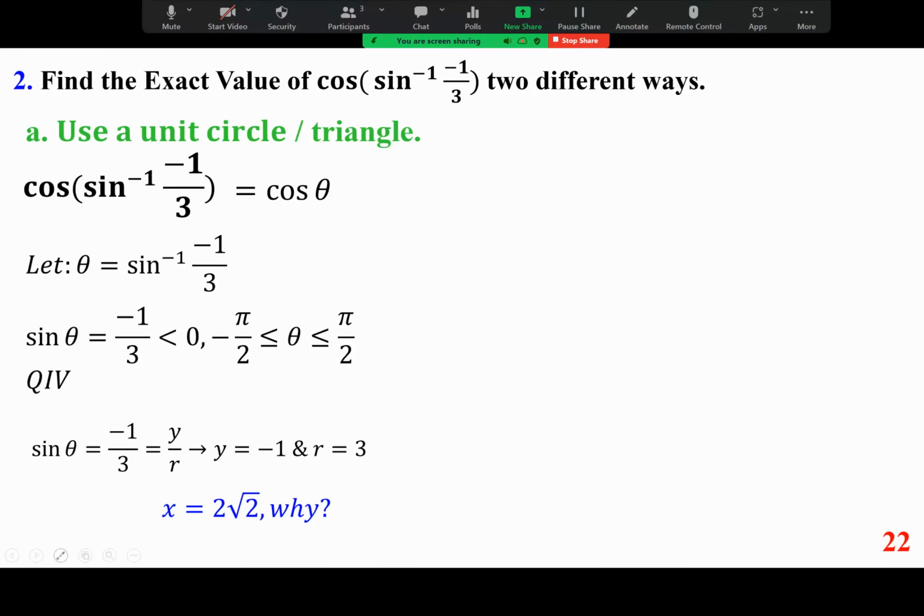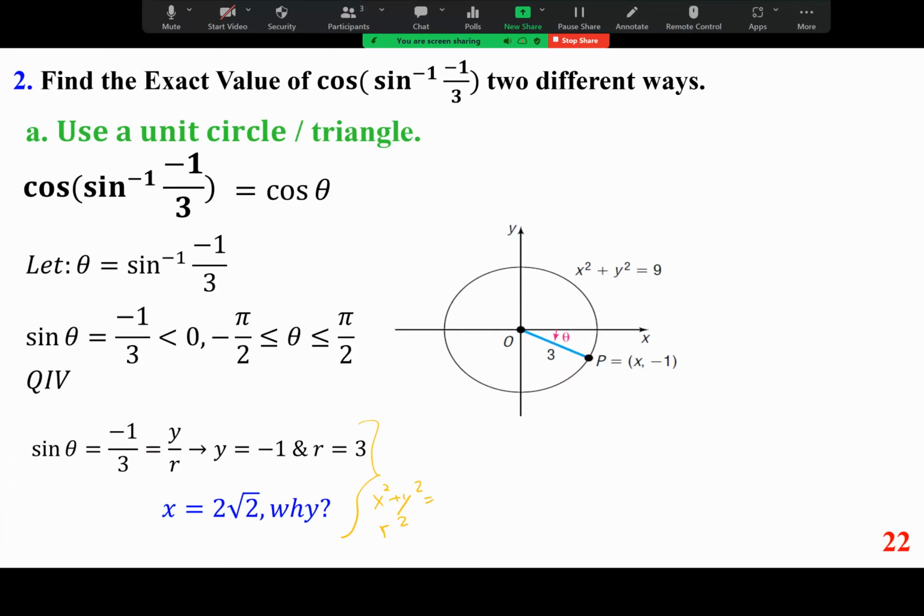In the drawing, we have the x coordinate missing, the y coordinate being -1, and r being 3. So x squared plus y squared equals 9, because x squared plus y squared equals r squared. And we get 2 square root of 2.